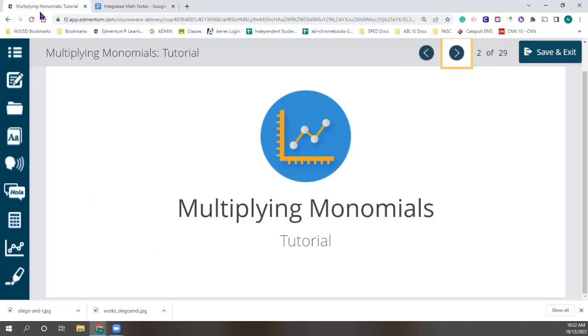Now we're doing multiplying monomials. I will definitely stop this tutorial as we go to discuss a phenomenon that is kind of difficult to grasp. And so when we get there, know that that's going to happen. All right, let's go. We have 28 more slides to go.